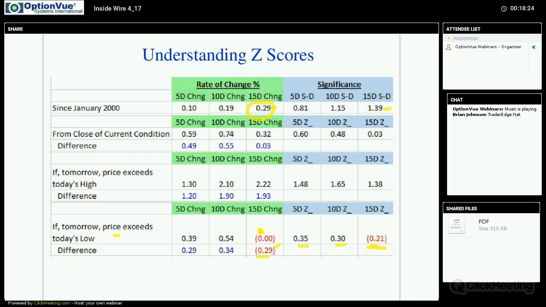And then likewise, if we had a minus 1.0, that means that we would be 1 standard deviation underneath the mean. That'd be quite bearish. Anything over a minus 1.0, your ears should perk up, and you should really take a look at that. Okay, and you would give more significance when it is above 1.0 or below minus 1.0.